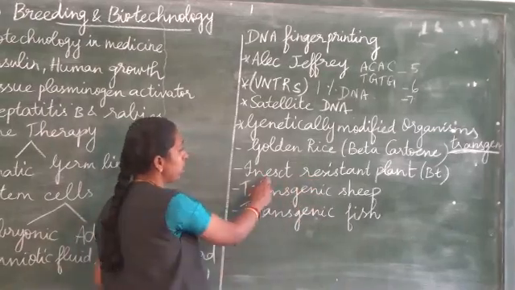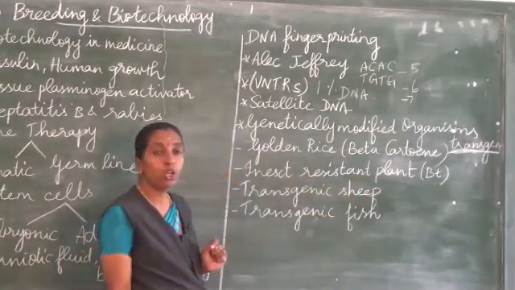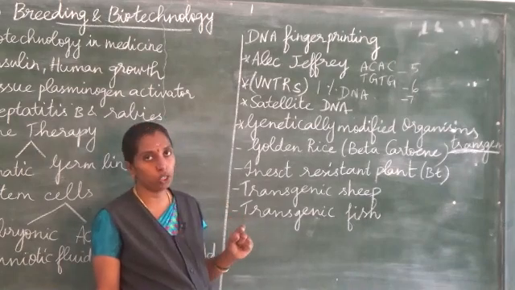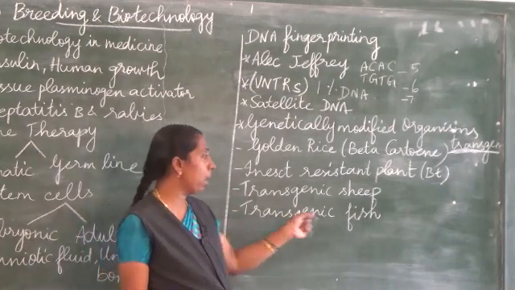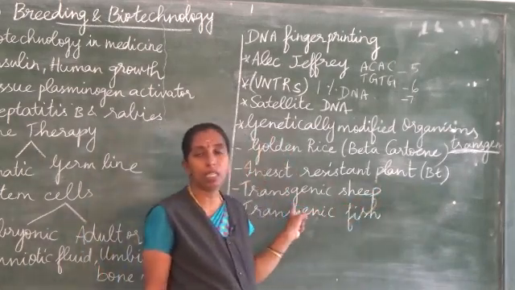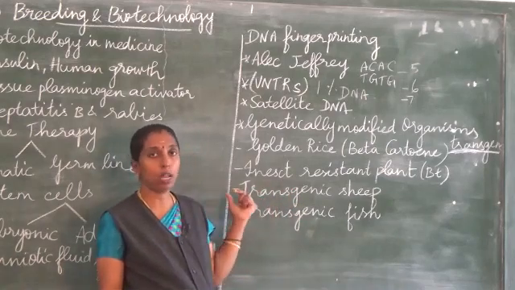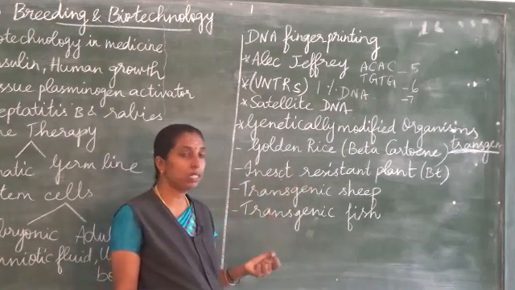The next one is the insect resistant plant, produced using Bacillus thuringiensis. Using this bacterium, insect resistant plants can be produced. That is a transgenic plant.